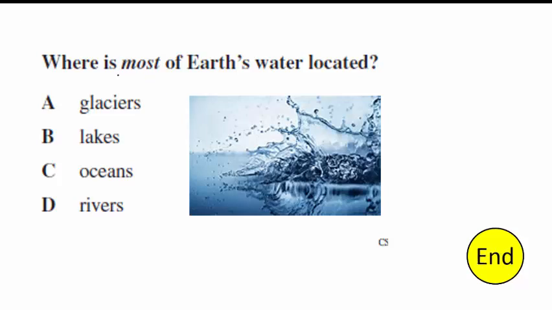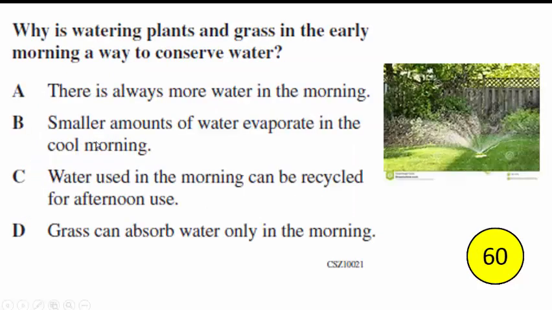Where is most, keyword most, of Earth's water located? So the majority, the biggest source, however you want to interpret that, but most is where's most of it. You may have been to some big lakes. There is a lot of water. You've seen the Missouri River here. It carries a lot of water. Glaciers can be very large, hold a lot of water, but the largest source by a landslide are oceans. Choice C. Next question, 60 seconds. Begin.